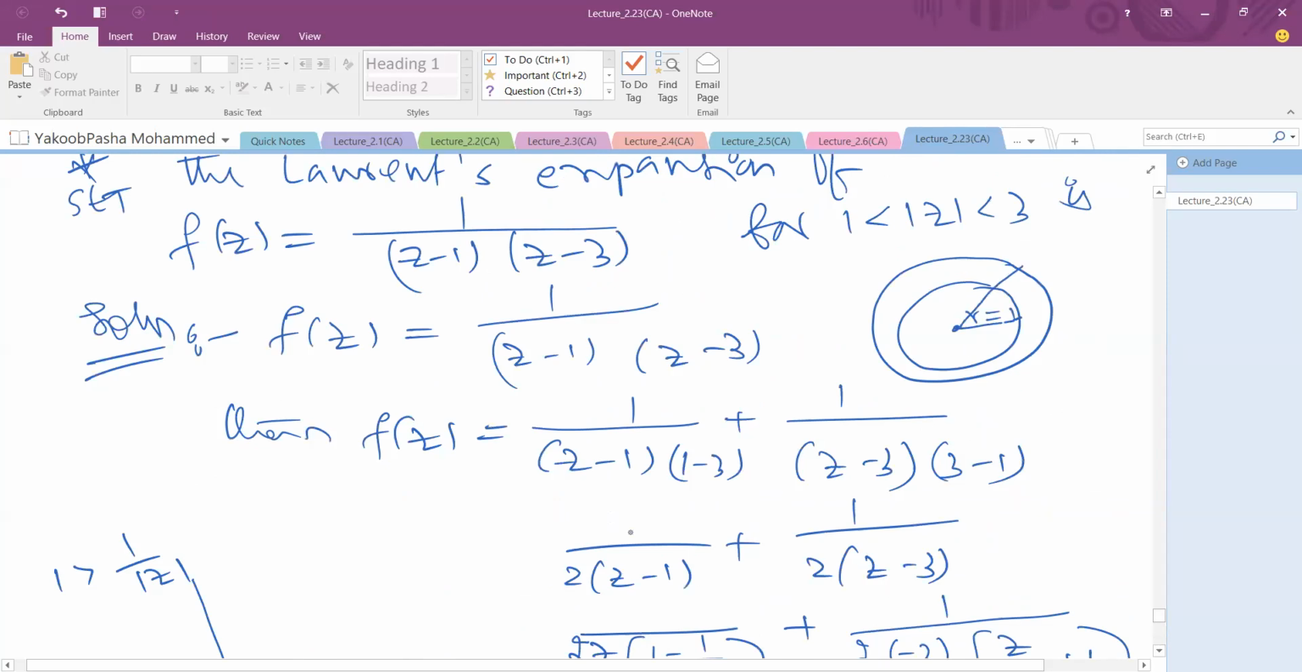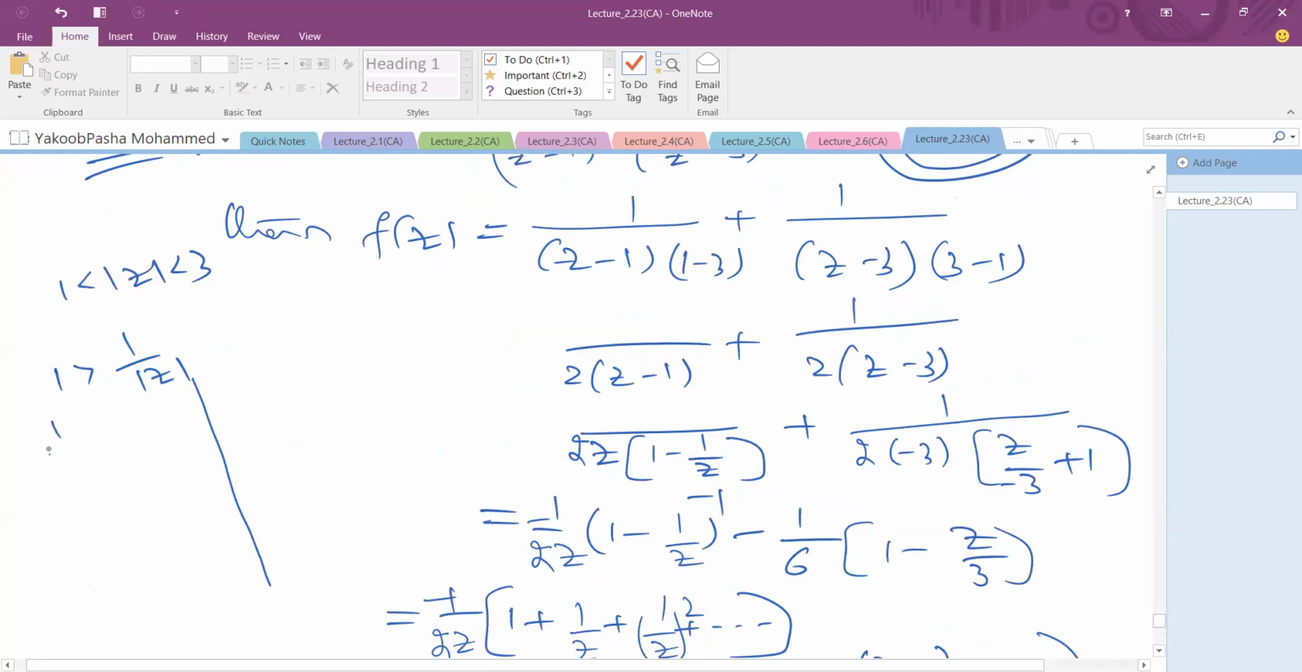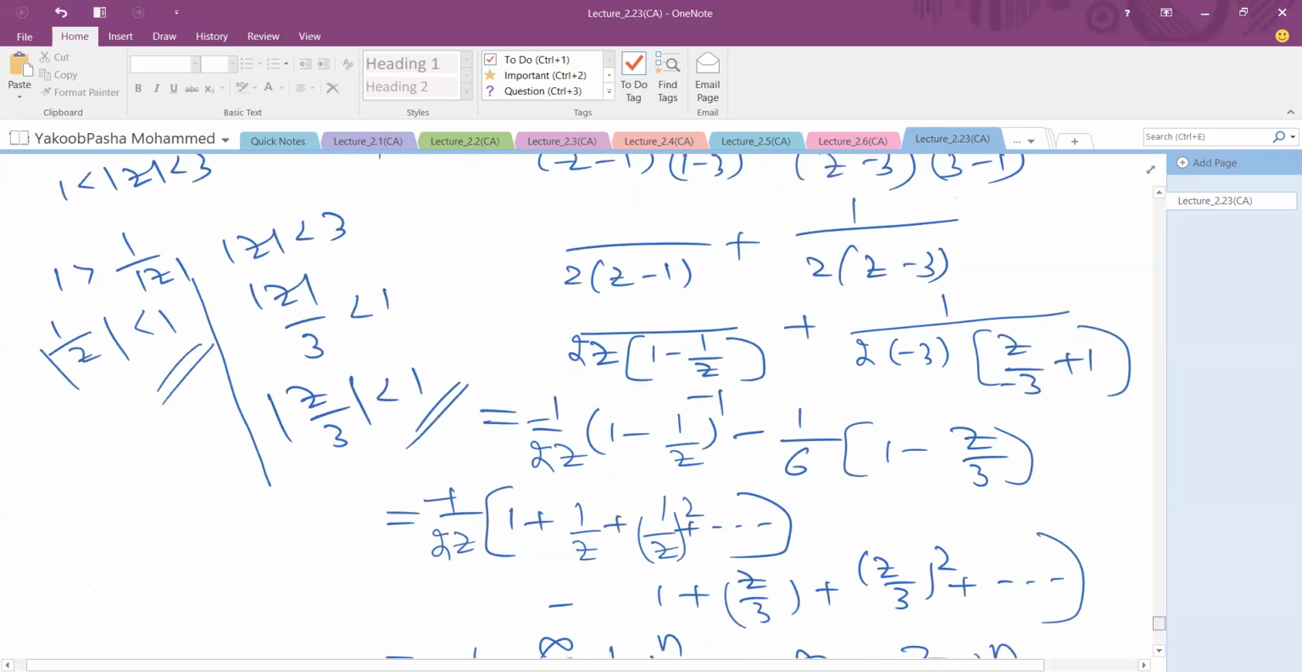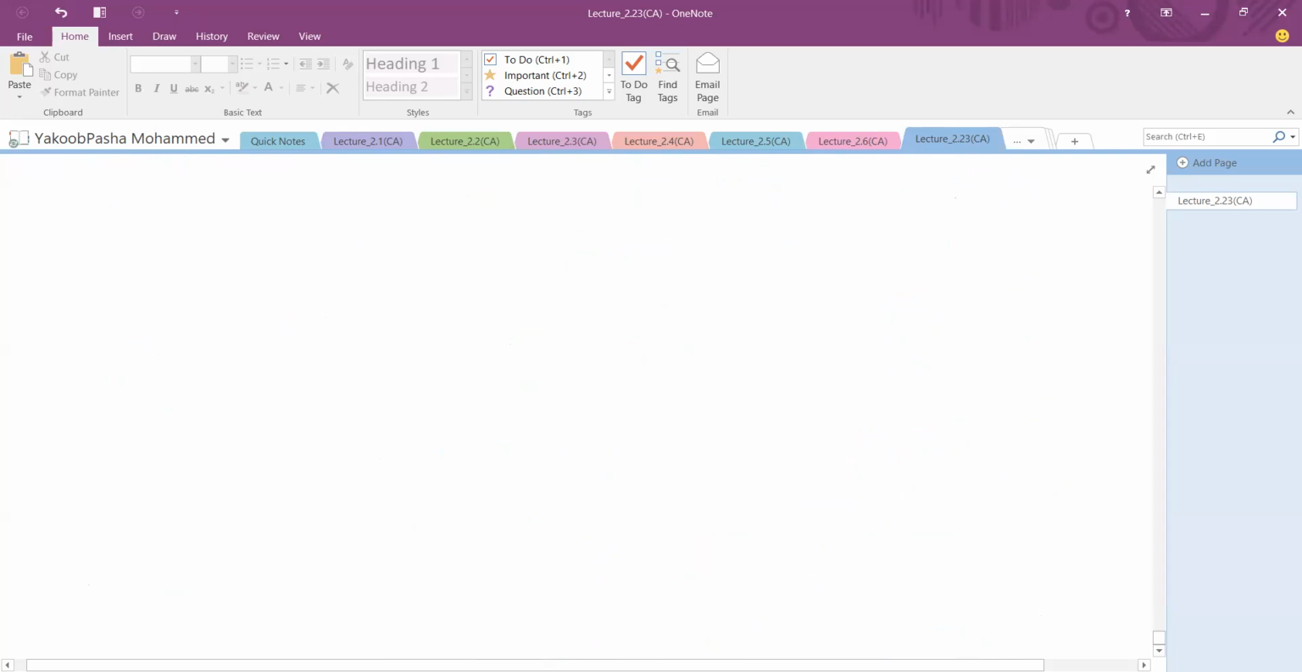What is the condition? 1 less than modulus of z less than 3. So you can write modulus of 1/z is less than 1. Another condition is modulus of z less than 3. From this, modulus of z by 3 is less than 1. Okay, from these conditions we have to do the expansion. Very easy, but it is something you should not put under choices.